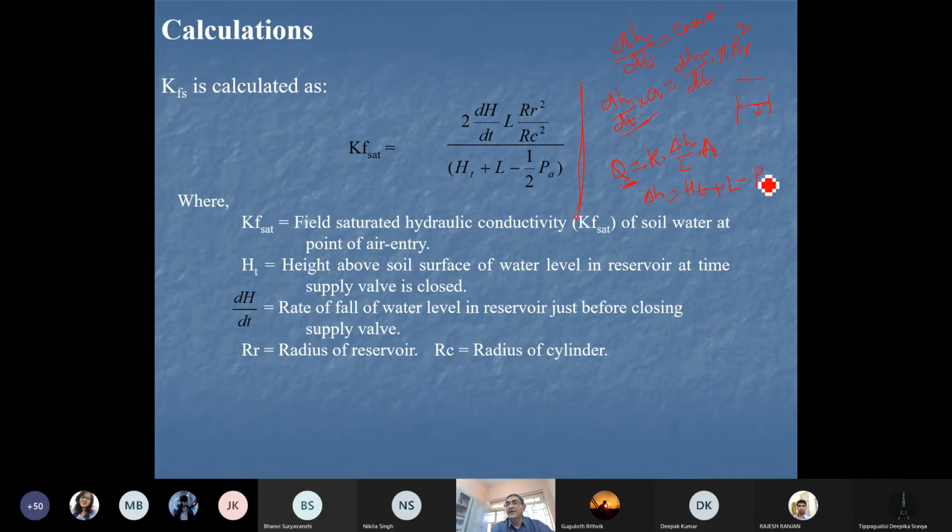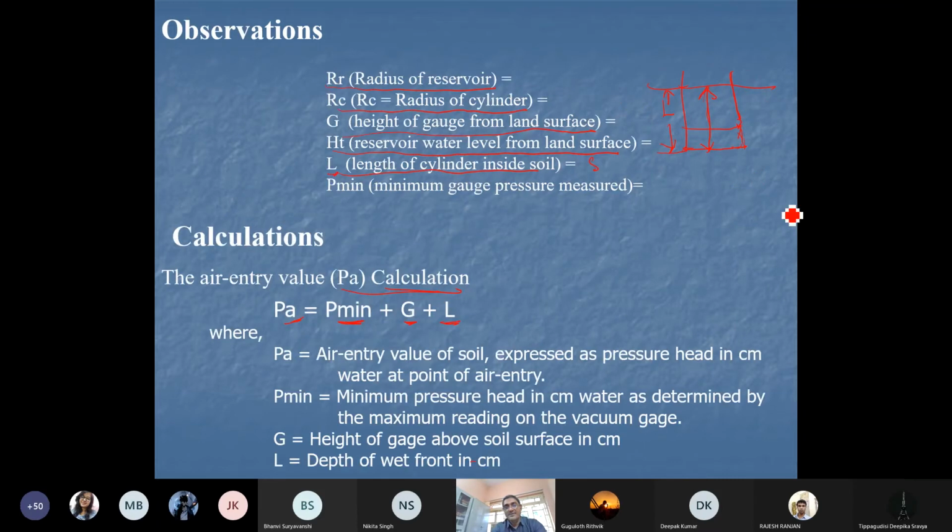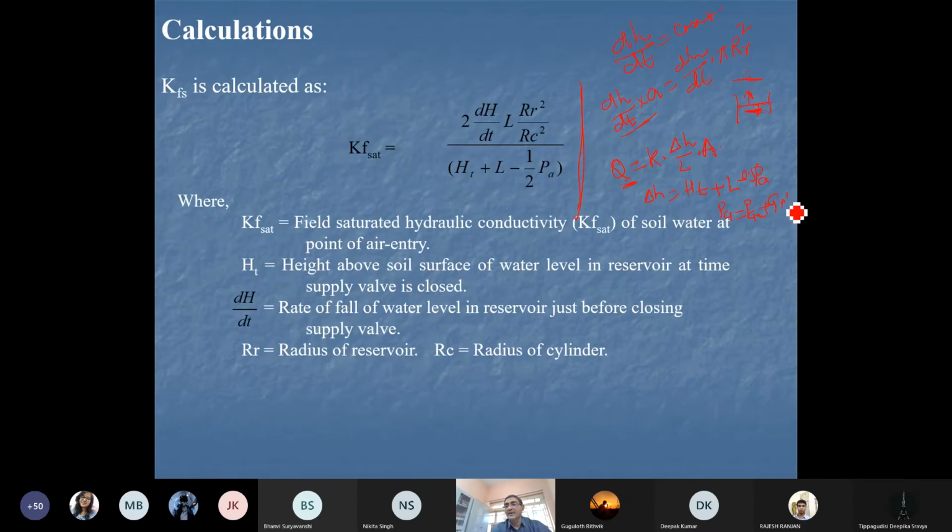So that is the air entry value of half, because it is going to this pressurized system and reaching here it is the minimum. So half of this we are approximating as the exact pressure at the bottom of this water front, and PA is equal to simply the pressure gauge minimum value plus the height of the pressure gauge from the ground, G, and anything else? L, that is the length of the front.